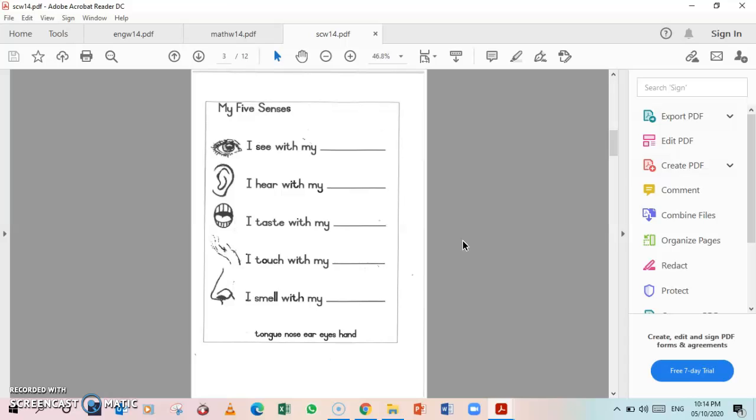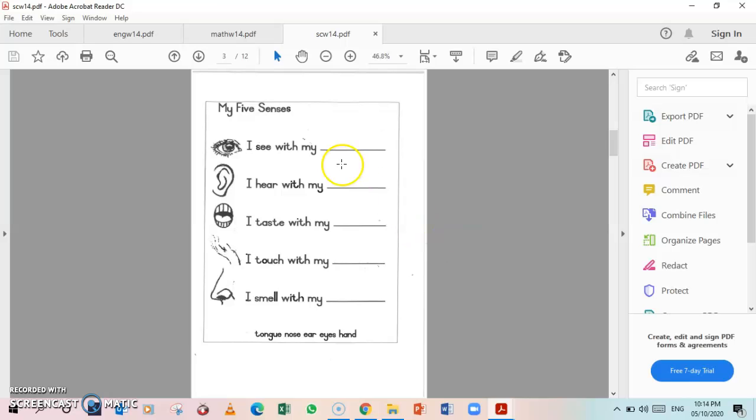You've got 5 senses, okay? So, you've got sight, okay? You use your eyes. You've got hearing, where you use your ear. You've got taste, where you use your tongue. And you've also got touch, where you use your hands to touch. And lastly, smell, where we use our nose to smell. Year ones, we only have 5 senses, okay?